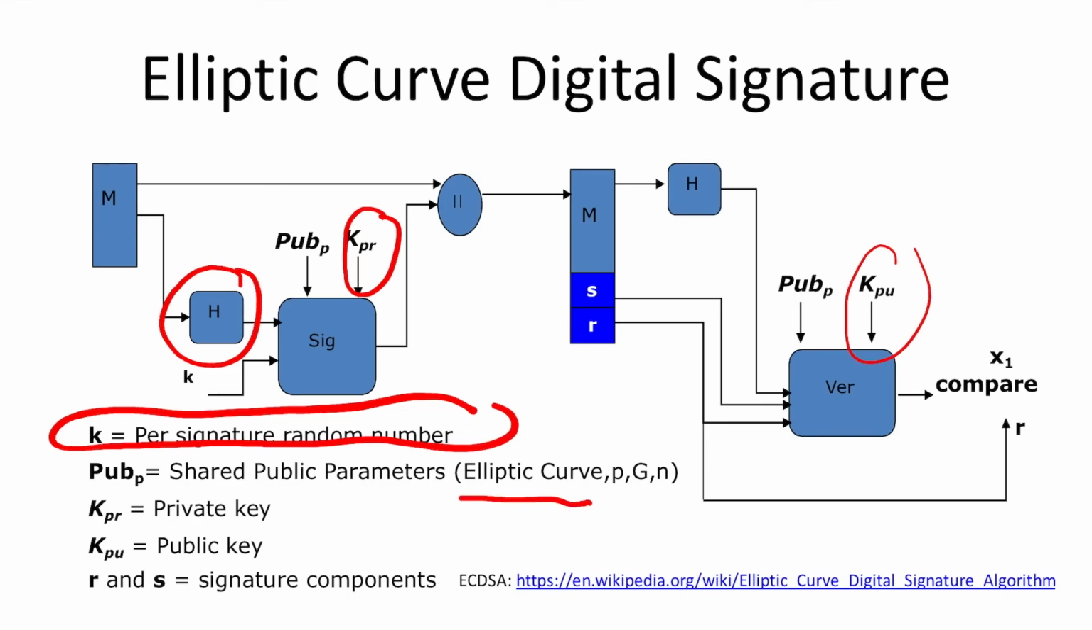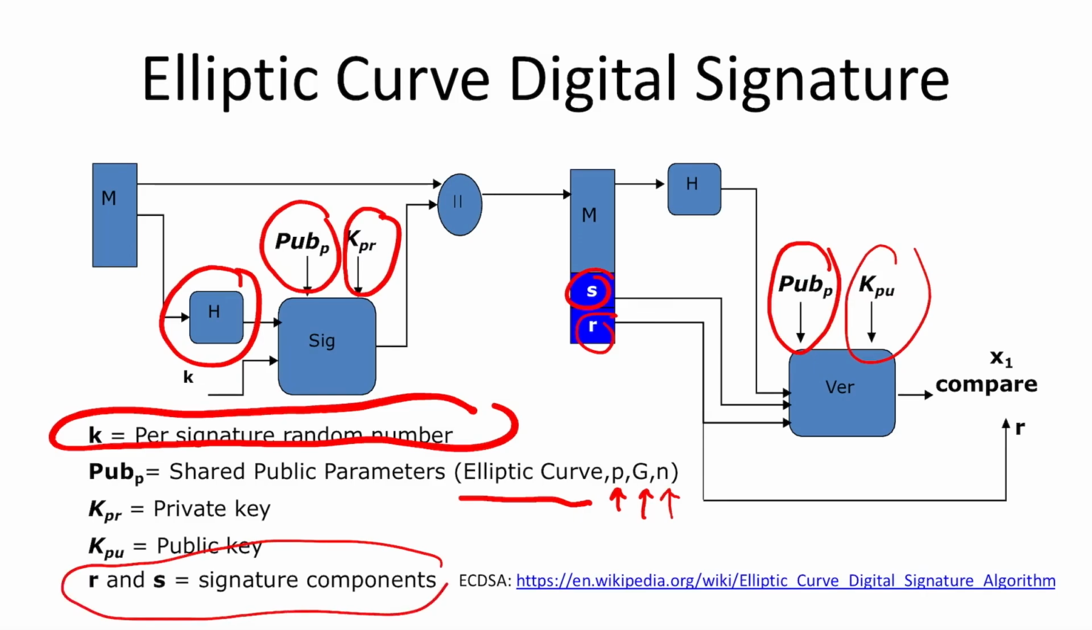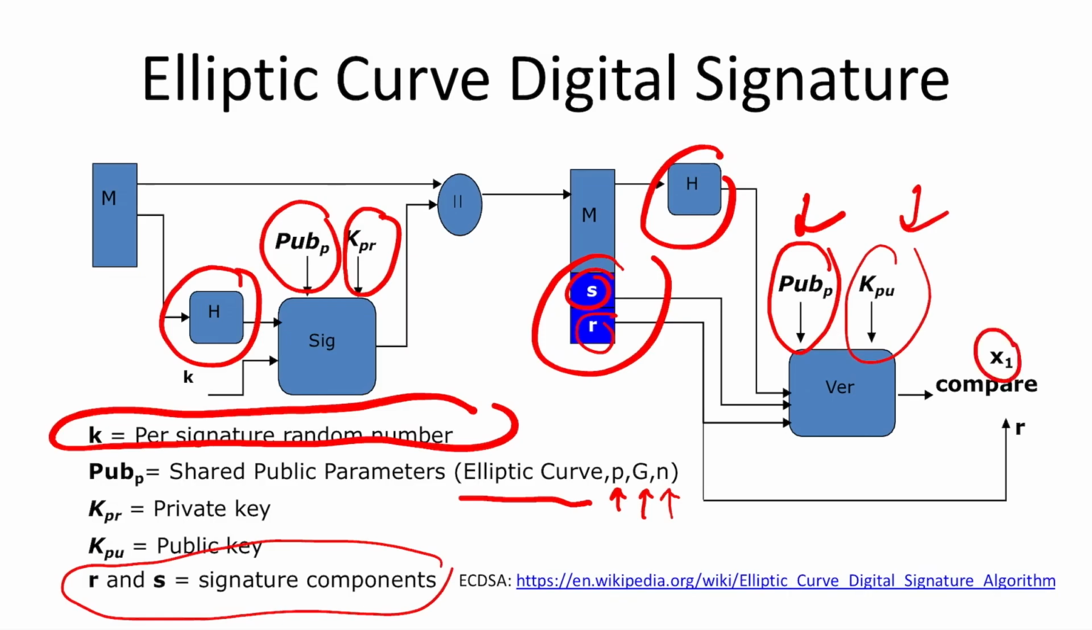There's also a set of shared public parameters, which consist of an elliptic curve, and again, the prime number, the generator point, and the n parameter. And these are used both at the sender side as well as at the verifier or the receiver side. The digital signature comprises 2 values, R and S, and the verification function takes as input the hash value of the message, the signature components R and S, the shared public parameters, as well as the sender's public key.